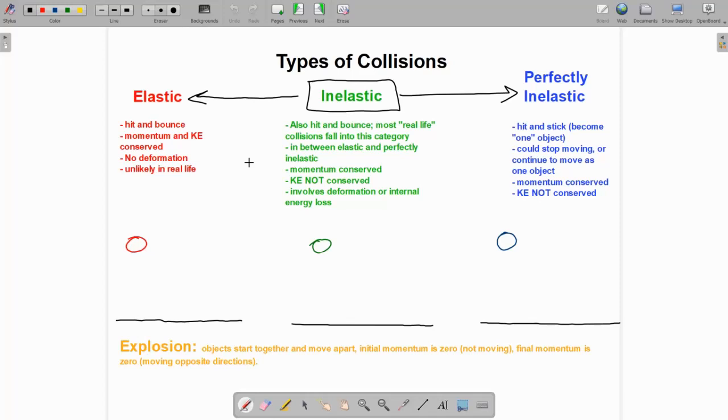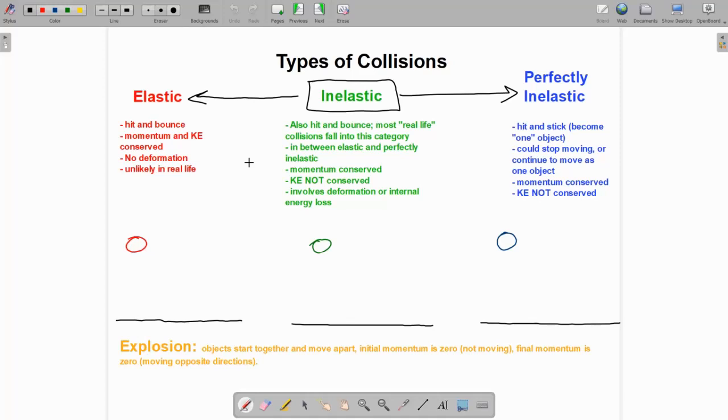And that's why true elastic collisions are unlikely in real life, because there's not a lot of situations where kinetic energy is fully conserved. The most realistic example would be collisions of subatomic particles, inside of molecules, the collisions of the atoms. That would be about as close as we could get.